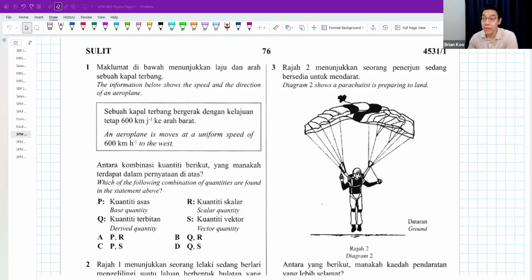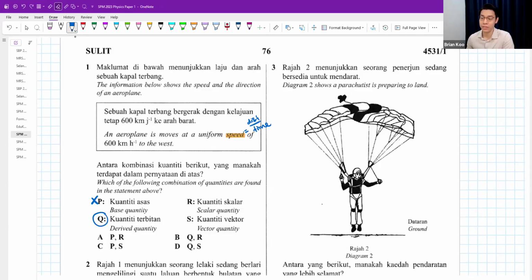Right. So there are a couple of things because they mention speed. So definitely it has to be derived quantity. It cannot be base. So P is definitely out of the question because base it has to be like length, mass, time, or this very simple one. You only have your 7 base quantities. Derived meaning it is derived from distance over time.